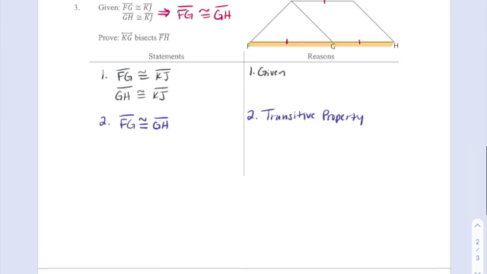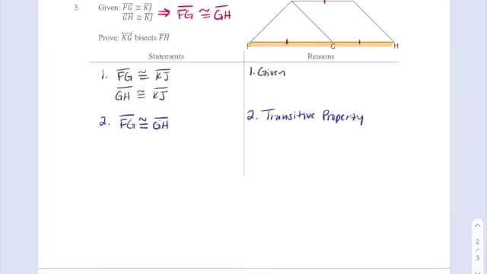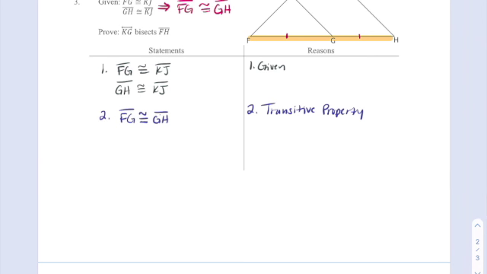FG is congruent to GH. And then since we have proved that those 2 segments together that make up segment FH are congruent, that means it's been bisected and that line KG is doing the bisecting. So that means that KG bisects segment FH.